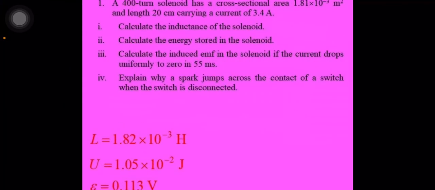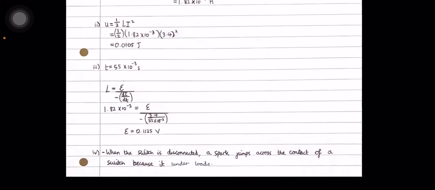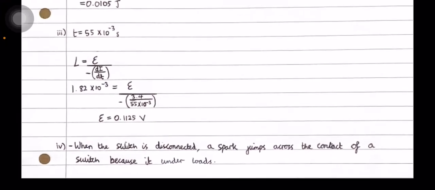And the last question, they would want us to explain why a spark jumps across the contact of a switch when the switch is disconnected. When the switch is disconnected, a spark jumps across the contact of a switch because it underloads.